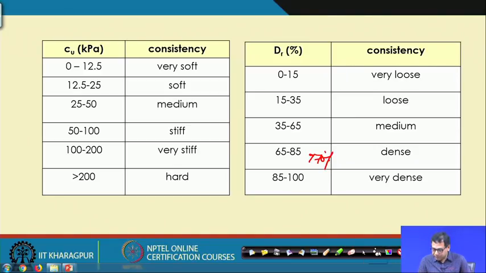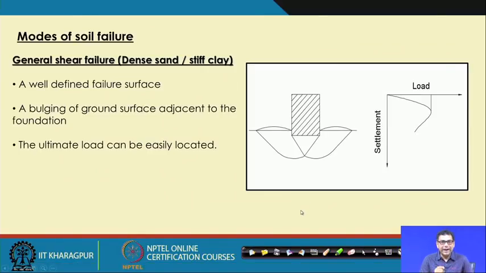Now, what are the characteristics of general shear failure? When we apply a load, there will be a failure, and these are the failure lines. This is the failure plane or the shape of the soil. And this is the load: if I apply the load on a soil through the footing and measure the settlement, then we get a load versus settlement curve. If I apply the load, settlement will increase, and then you will get a load versus settlement curve.